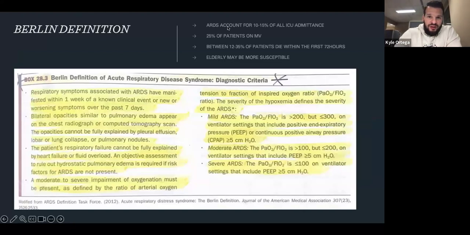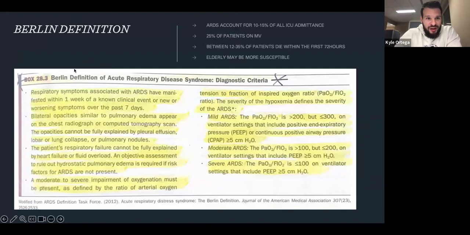Here's some more stats up here. Definitely the elderly. Common sense seems like they'd be more susceptible to it. Up to 35% mortality. That's pretty significant to me.